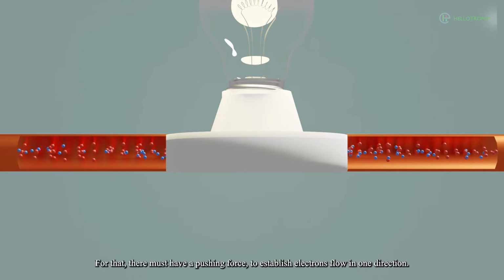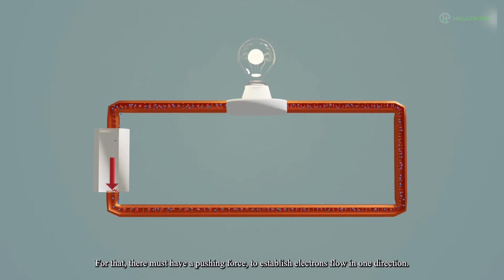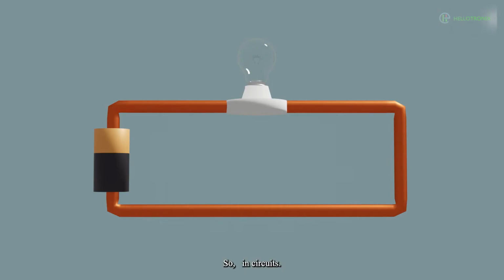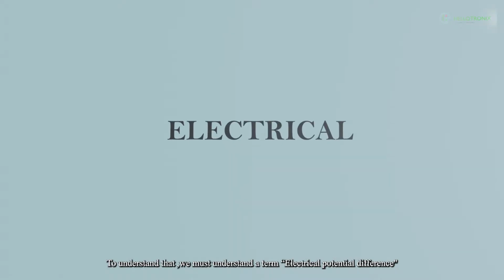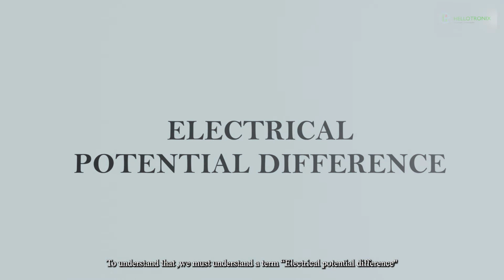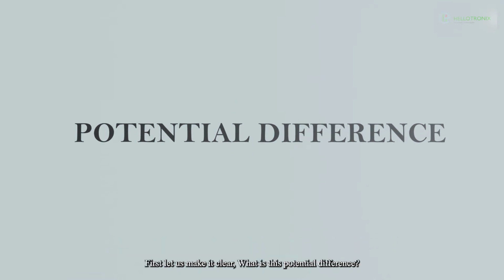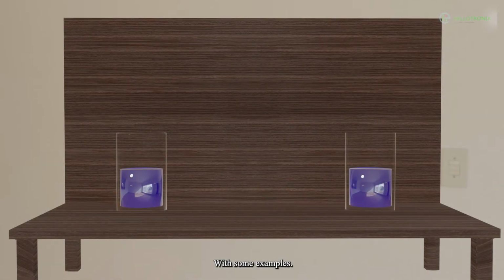For that, there must be a pushing force to establish electron flow in one direction. So in circuits, a device is necessary that can push electrons to flow in one direction. Battery is one such device we are very familiar with. How does a battery create electron flow in circuits? To understand that, we must understand a term, electrical potential difference. First, let us make it clear what is potential difference with some examples.